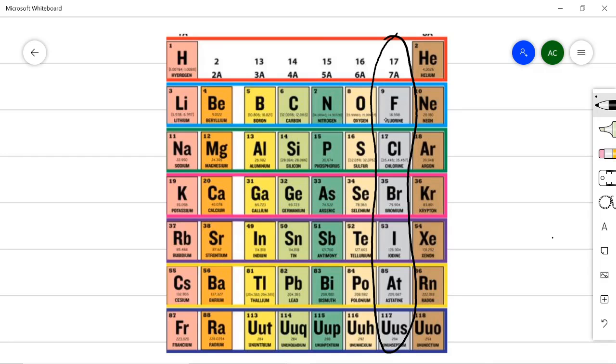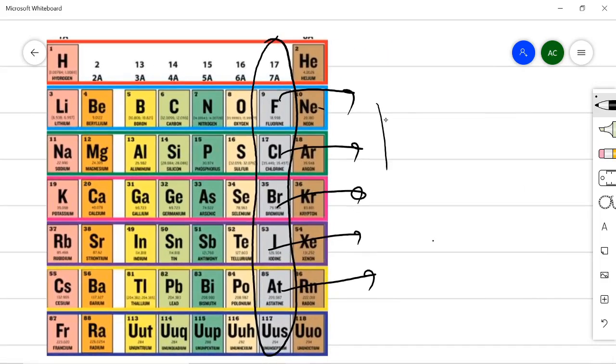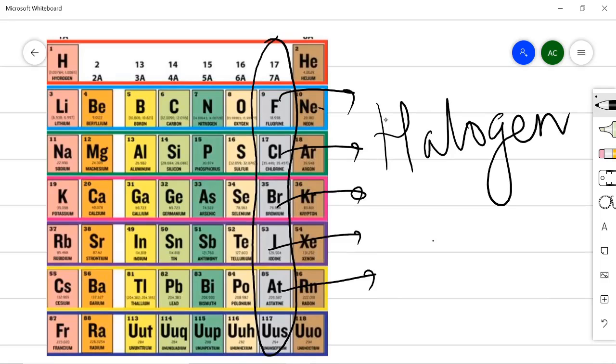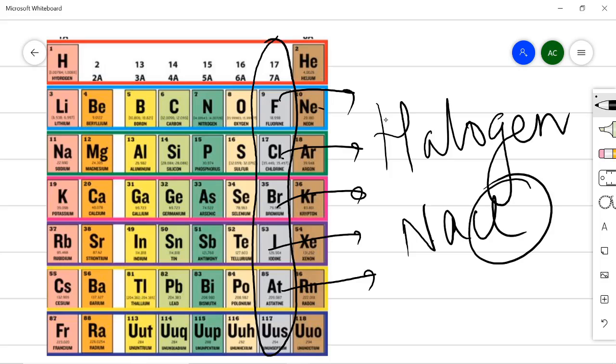And then, which is shown in gray color here, starting with fluorine, chlorine, bromine, iodine and astatine, this is known as the halogen family. And why are they known as halogens? Because halogen means salt formers. They form salts, because you know NaCl. Cl is a member of this group. So they are known as salt formers.